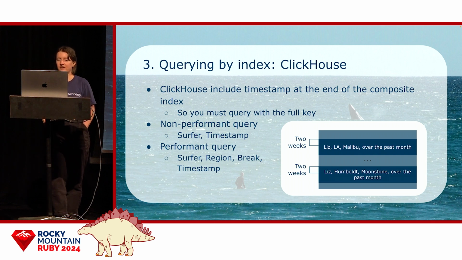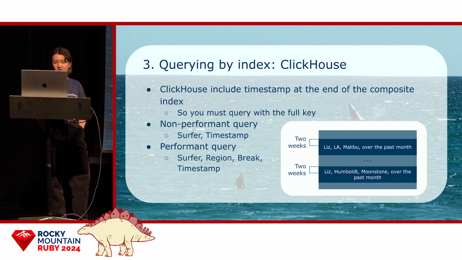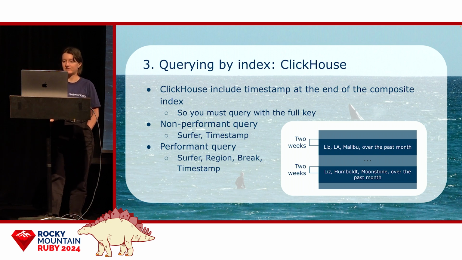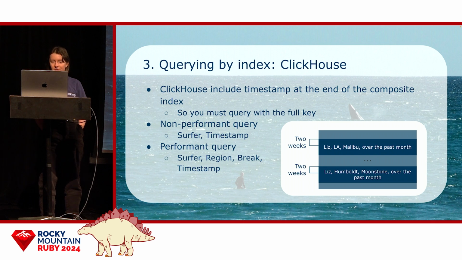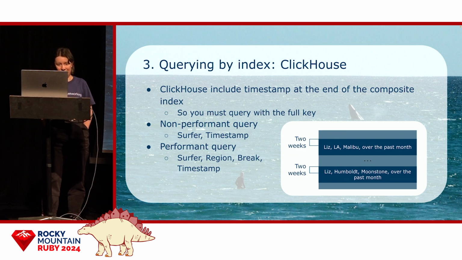We have a contiguous stretch of data for Liz, which is broken into region, which is then broken into break, which contains all of the timestamped records for, say, the last month. It doesn't make much sense to query the data for Liz over the past 2 weeks, because the data here is not contiguous. For each location, you'd have to grab just a section, skipping over the data points that don't fall within the requested time span.